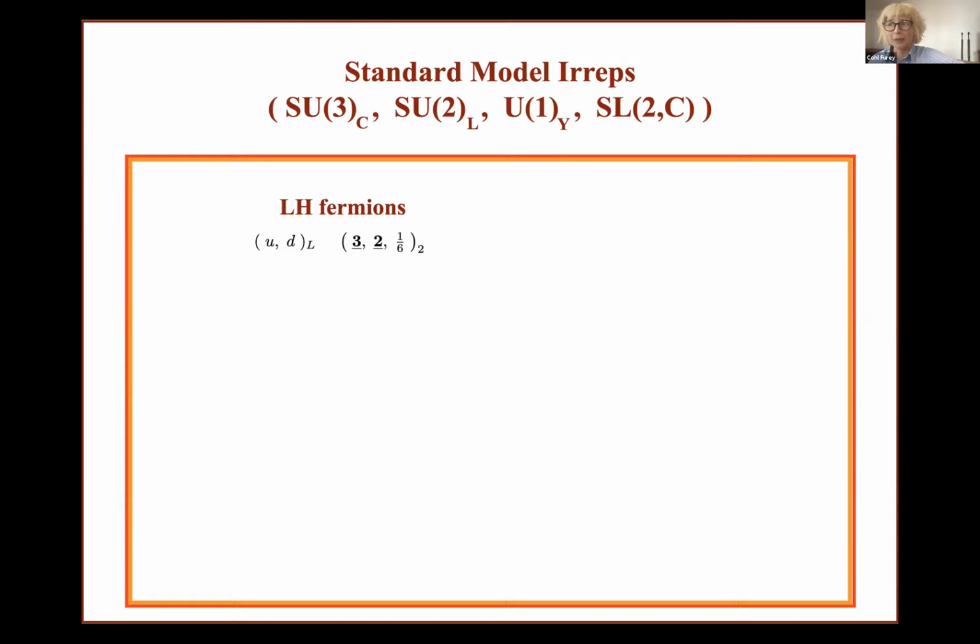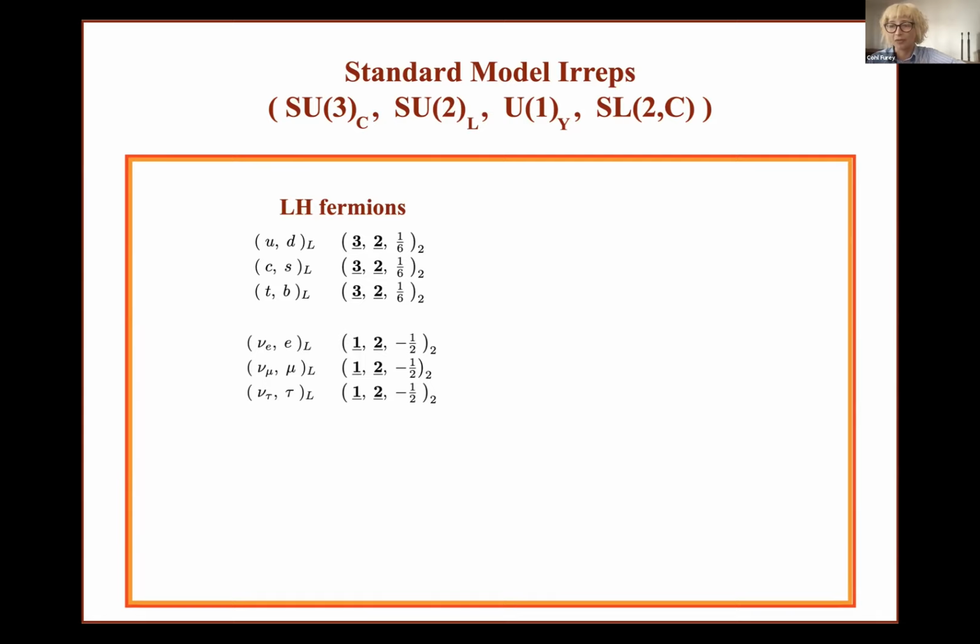Okay, so beyond the left-handed up and down quarks, there's of course also left-handed charm and strange quarks, which transform in the same way. There's left-handed top and bottom quarks, which also transform in the same way. And then for the leptons, we've got left-handed electron and electron neutrino, which transform as a (1, 2, -1/2, 2). And the same goes for the muon version and the tau version. So those are all the left-handed fermions.